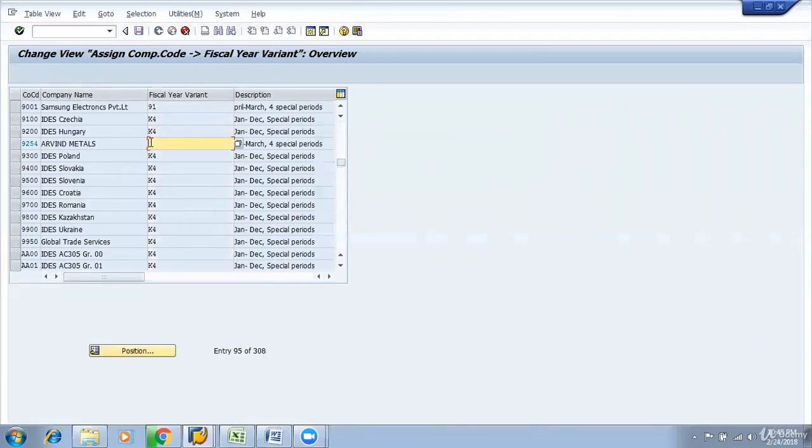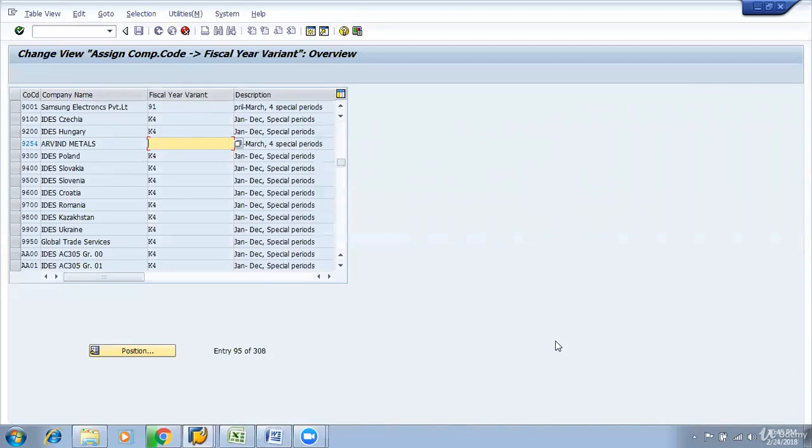Yeah, system would give you some warnings here and there saying that this company code 9254 is not assigned to fiscal year variant. Sorry, but I'm not concerned about those company codes. I'm only concerned about 9001. So you can skip this warning.